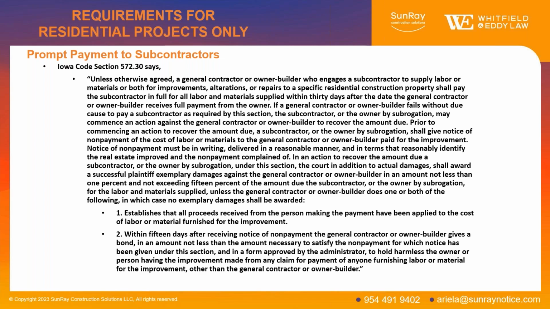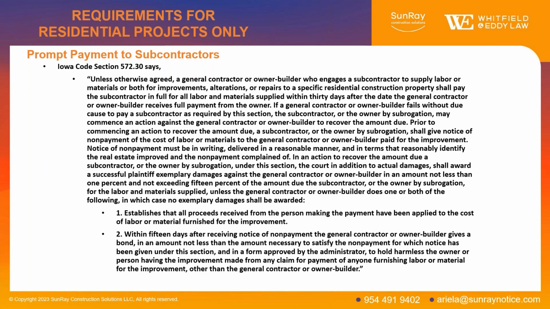If the general fails to do that, then the sub can give a notice demanding payment, and if payment's not forthcoming, then the sub can sue. And if you're successful, it says here that the plaintiff, the subcontractor, can get an amount of not less than 1%, not more than 15% of the amount due. So if you're owed $100,000, you can get an extra $1,000 or $15,000 as kind of a penalty under this provision. So a lot of people don't realize this applies or exists.